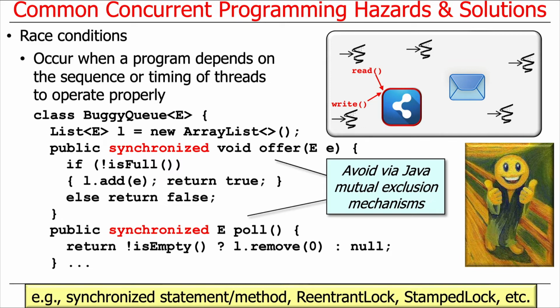All we need to do in this particular case is just make these methods synchronized. So these methods are not synchronized, these methods are synchronized, and boom, the problem goes away. Now there are other, more subtle things about this, but we won't talk about them right now. If you use Java mutual exclusion mechanisms, you can make these problems go away. This is an example of synchronized methods. There are also synchronized statements. You could also use reentrant locks. You could use stamped locks. I'll leave that to another class to explain why you would make one choice versus another.